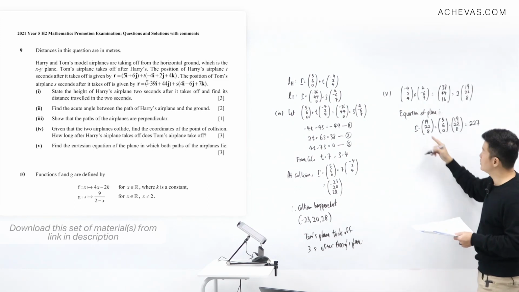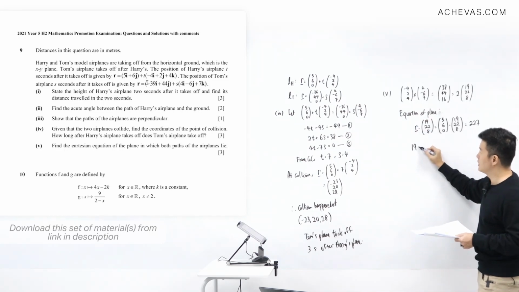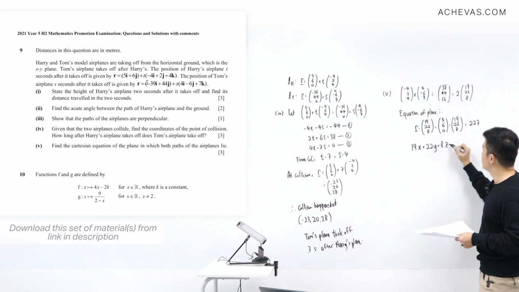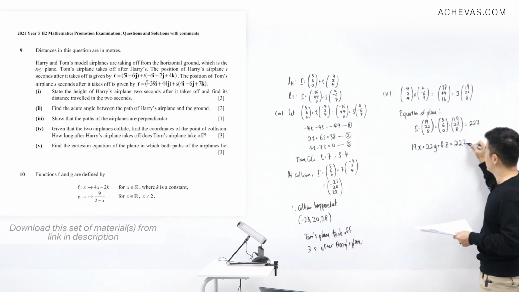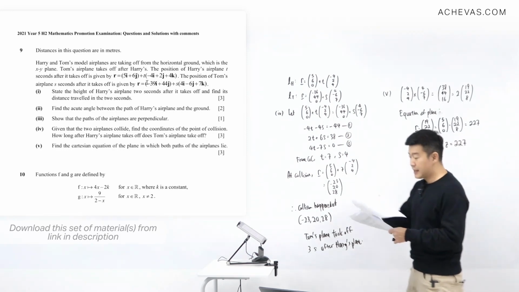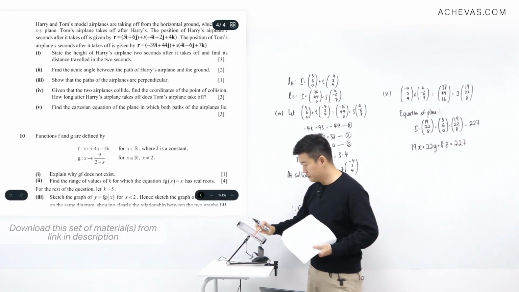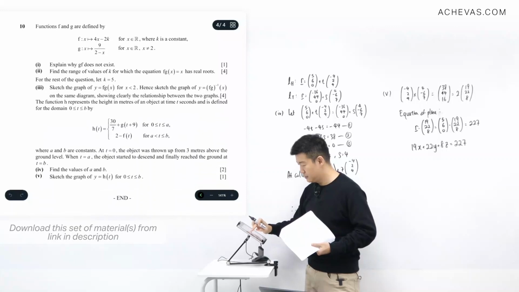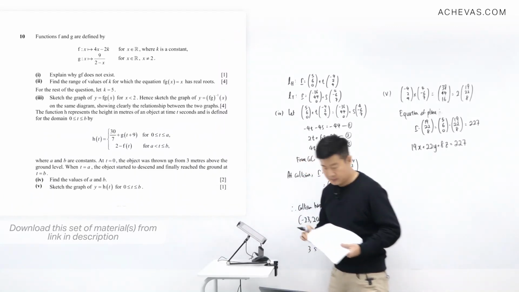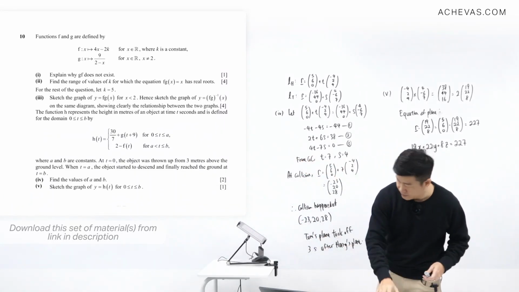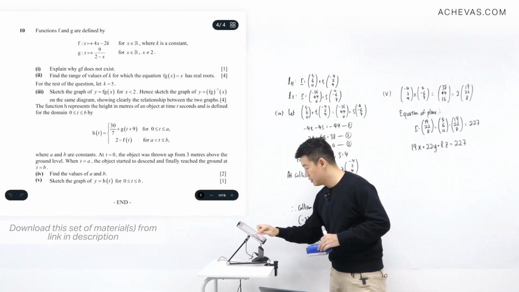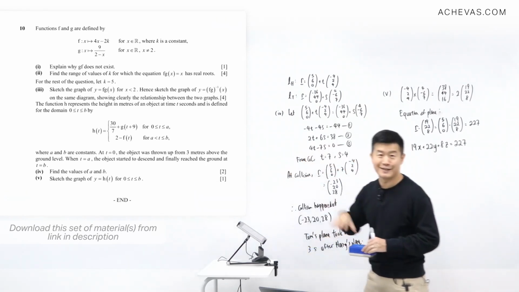So the Cartesian equation, by replacing r by x, y, z, is 19x plus 22y plus 8z. This is equal to 227. The last question, question number 10. Okay, yep, this is the last question.